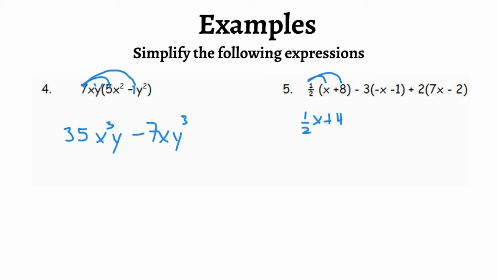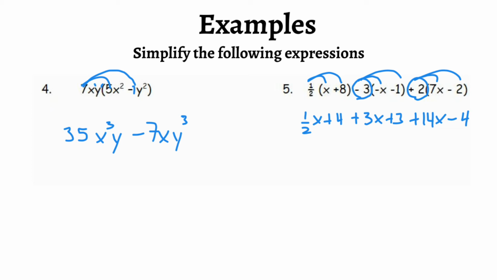Here, as I distribute this minus 3, I have to distribute all of this. So negative 3 times negative x changes to positive 3x. Negative 3 times negative 1 changes to positive 3. The negative will always change the sign, right? Over here, we're multiplying a positive 2. So 2 times 7 is positive 14x, and 2 times negative 2 gives us negative 4. When you distribute, the parentheses disappear, and they are not there, right?